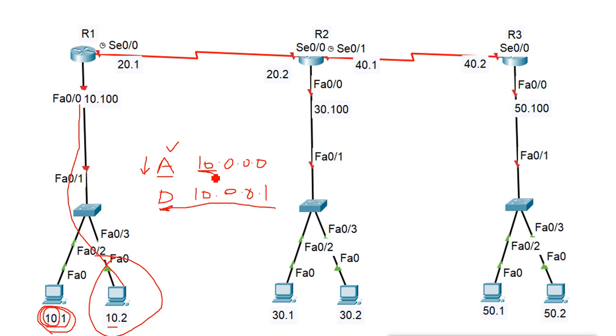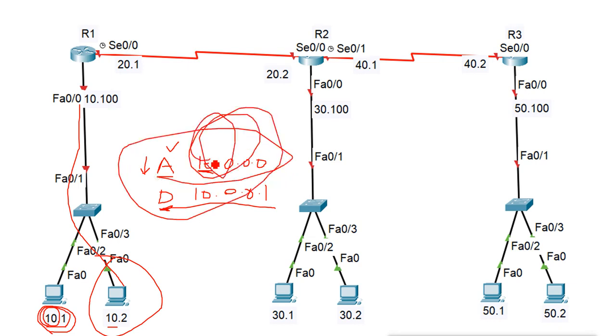So what if we want to do the same thing? First we have to say deny. We have to put deny for this 10.0.0.1. Then we have to put the entry to allow the network 10.